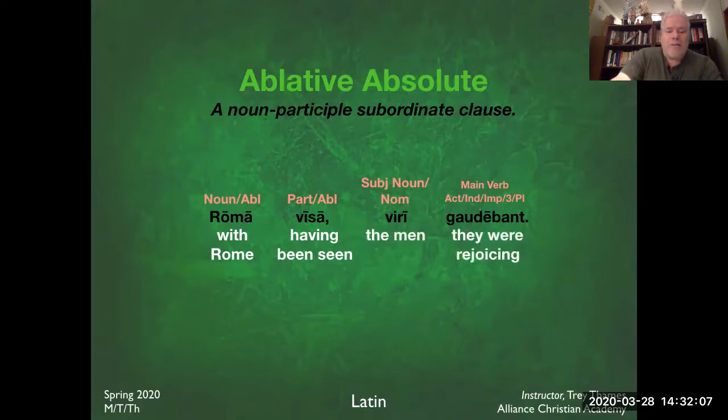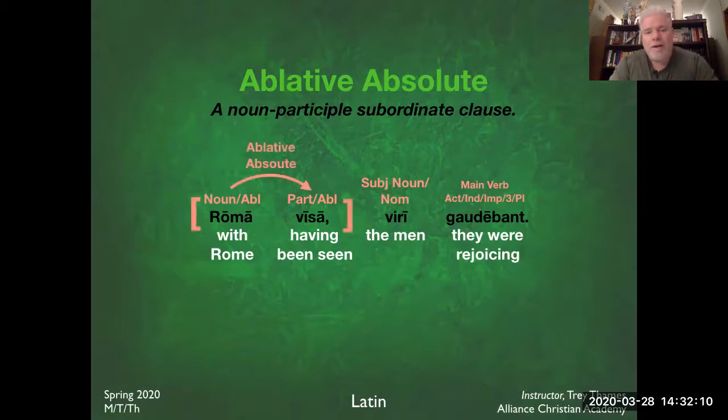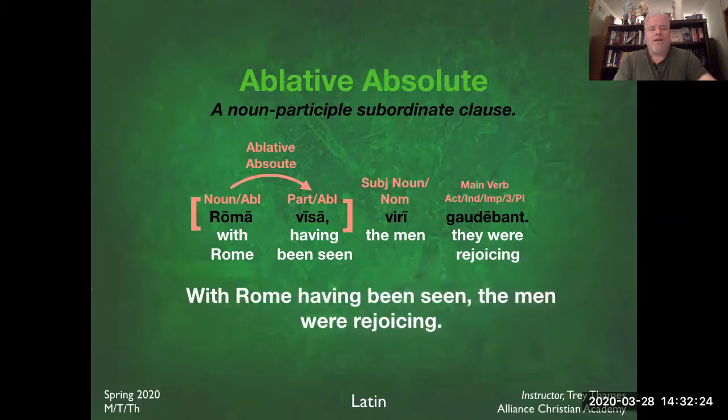All right, so let's put this together before I move forward here. Notice that the ablative absolute is the combination of a noun and a participle in the ablative case, Roma visa. That's your ablative absolute. So how do we translate that? Here's the basic literal translation. With Rome having been seen, the men were rejoicing. So in other words, the men, as they saw Rome, maybe they were sailing up the Tiber River, or maybe they were on the Appian Way marching towards Rome, and they see Rome and they get excited. With Rome having been seen, the men were rejoicing.